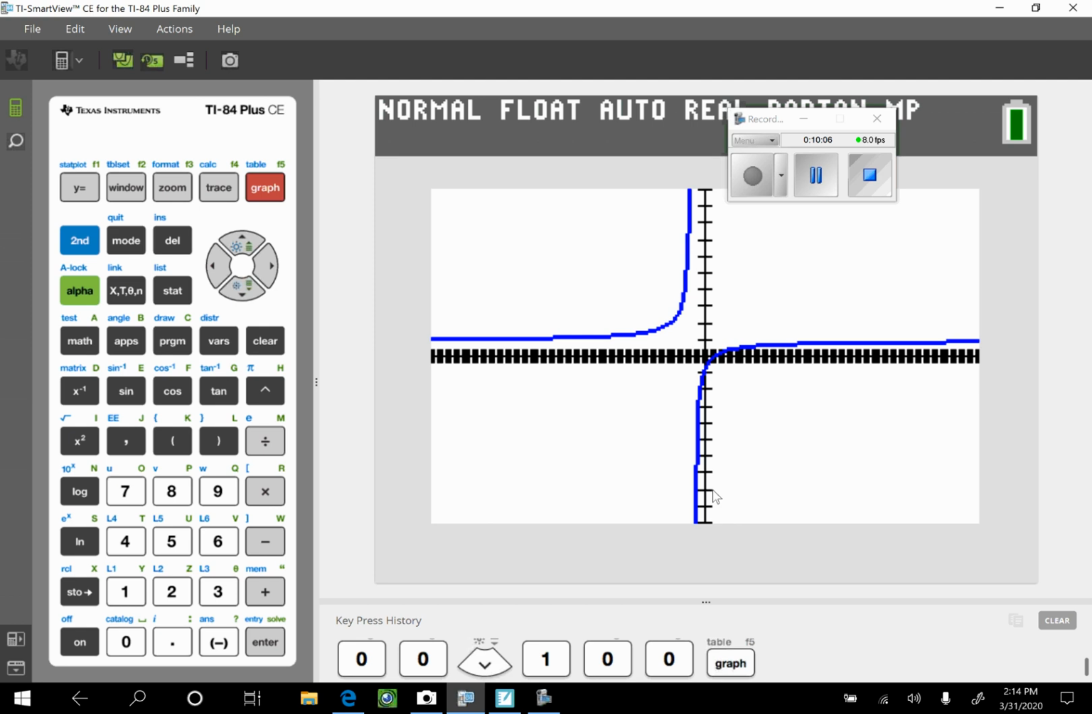So let me tell you what this graph does. What happens here is these y values tend to a particular number as x gets big. And as x gets big this way, the y values tend to a particular number. What I'm going to do is go to my table.